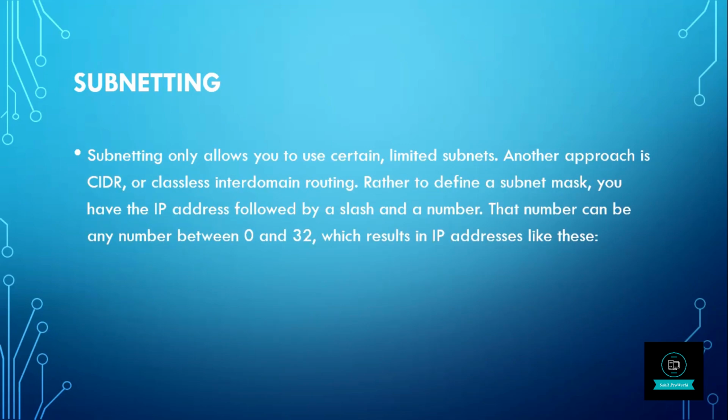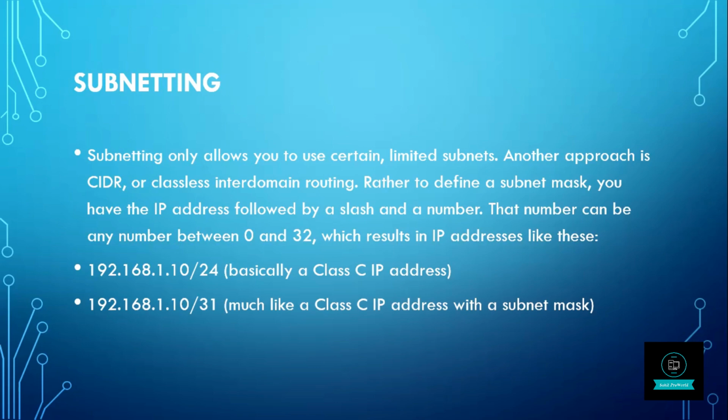Subnetting only allows you to use certain limited subnets. Another approach is CIDR or classless inter-domain routing. Rather than define a subnet mask, you have the IP address followed by a slash and a number. That number can be any number between 0 and 32, which results in IP addresses like this. In this, slash 24 is basically a class C IP address, and in this slash 31 is much like a class C IP address with a subnet mask.